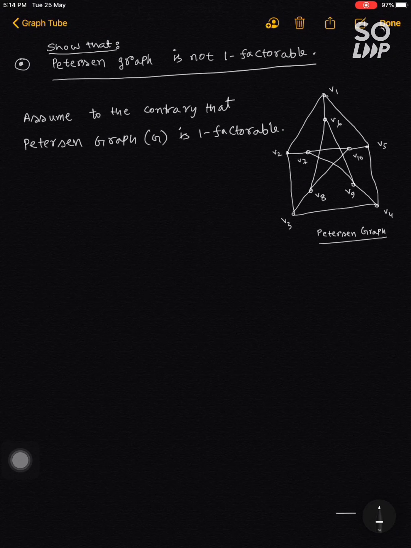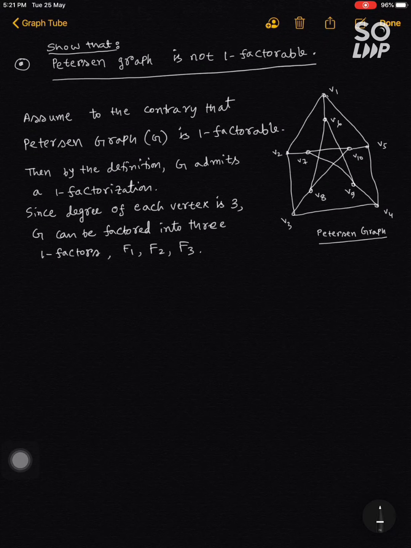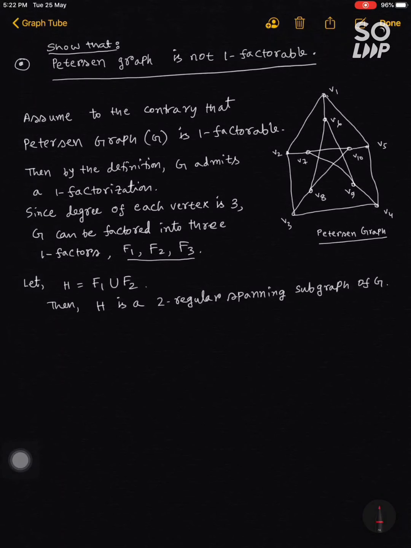Now we prove the statement: the Petersen graph is not 1-factorable. Assume to the contrary that the Petersen graph G is 1-factorable. Then by the definition G admits a 1-factorization. Since the degree of each vertex is 3, G can be factored into three 1-factors f1, f2, f3. Let H equal f1 union f2. Then H is a 2-regular spanning subgraph of G.